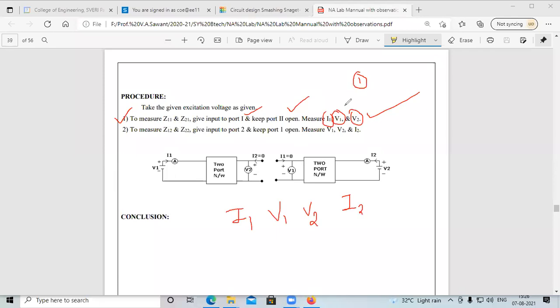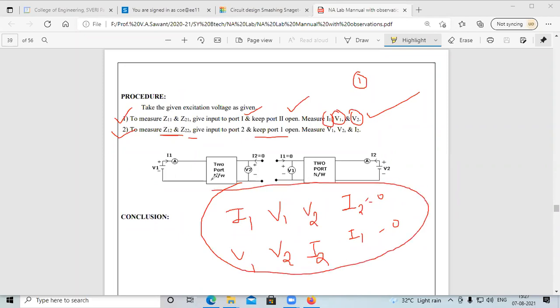The second procedure is to determine Z12 and Z22: give the input to port 2 and keep port 1 open. When port 1 is open, at that situation I1 is equal to 0. So at that situation measure the value of V1, V2 and I2. From the values we get from this simulation, we will find the parameters.